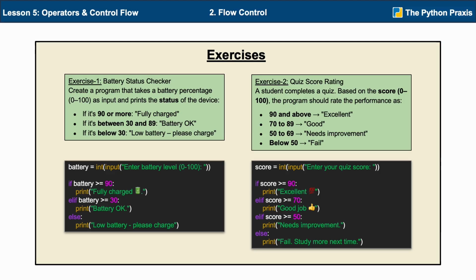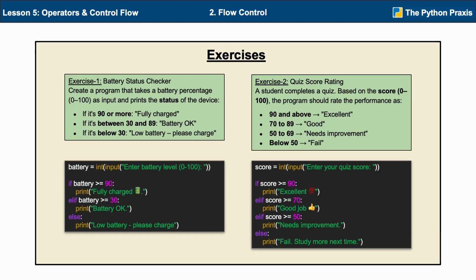So as you can see in our code, we start with an if condition. For the case that battery is more than 90% charged, and if it is true, we print the message fully charged. If the first condition is false, we have the second condition with the elif statement that checks whether the battery is more than 30% charged. And if this is true, prints the message, battery OK. If neither this condition is true, Python proceeds with the else block of code and prints the message, low battery. Please charge. Clear and simple.